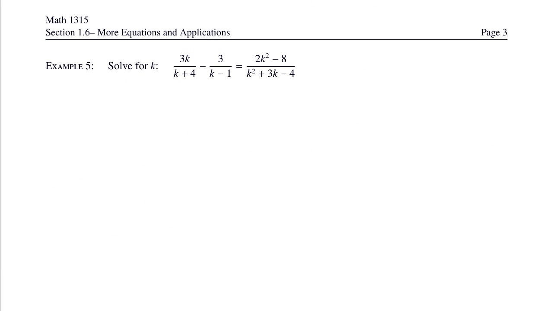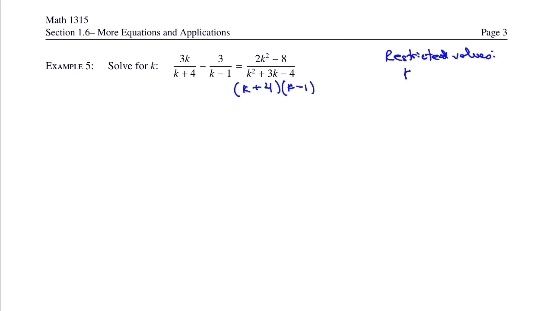In example 5, we have a rational equation. We have fractions and we have variables in the denominator. As we know, we have to look for restricted values, values that the solution cannot be. The first step here is going to be to factor this denominator on the right, and it's going to be k plus 4 times k minus 1.